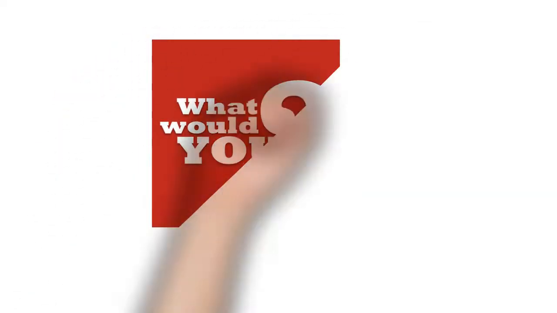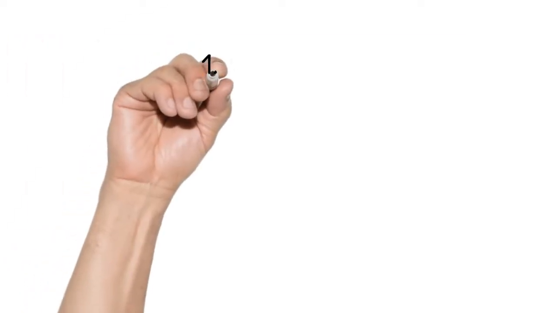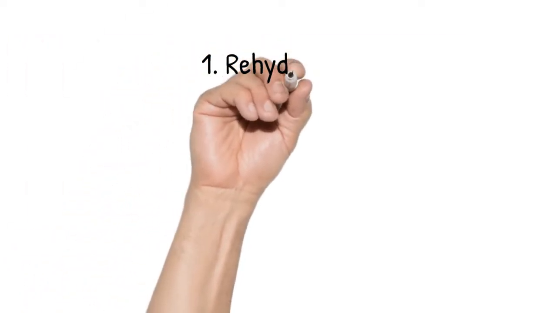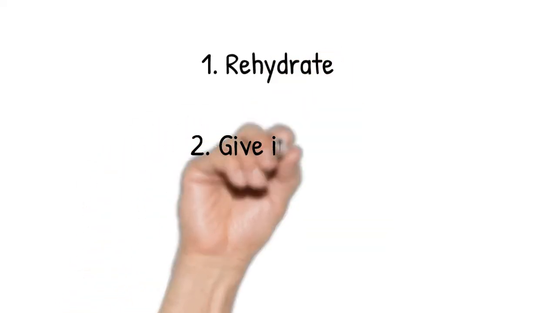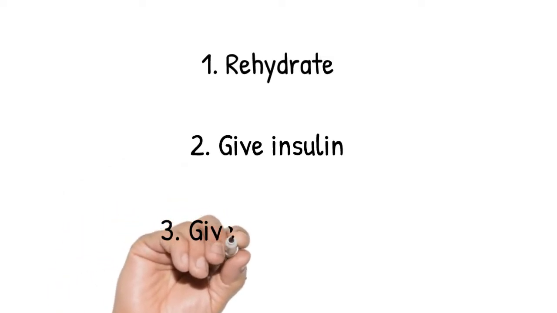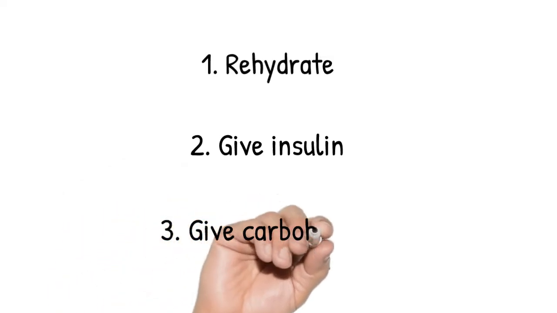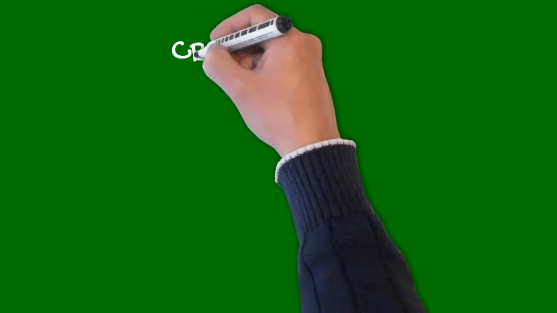What can you do when you find high ketones? It is simple. You need to rehydrate, give insulin, and give carbohydrates. We know this is an insulin deplete state, so all people who have high ketones and have diabetes need insulin.